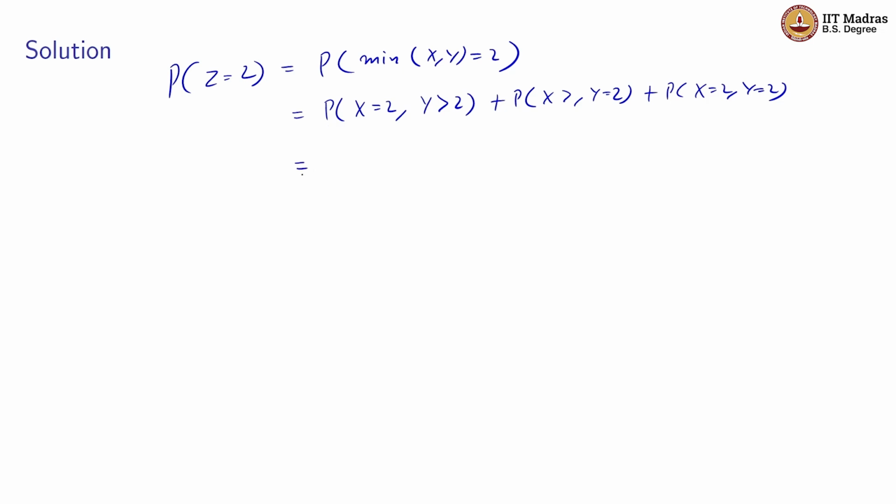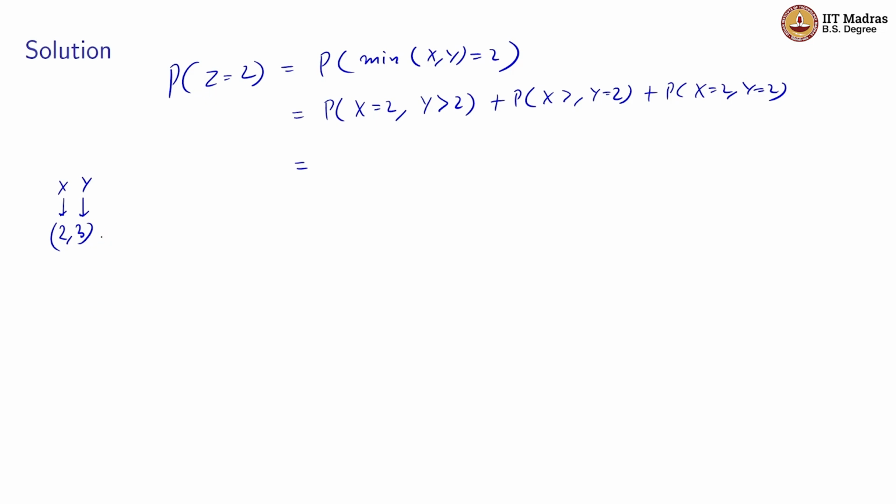So now we have to find all possible x, y pairs such that this condition is satisfied. That is, the first condition is x is equal to 2 and y is greater than or equal to 2. For this we have to find all possible x, y pairs. And for the second condition, x is greater than 2 and y is equal to 2, we have to find all possible x, y pairs. So all possible x, y pairs satisfying the condition are (2, 3). Here the first number is the value x is taking and the second number is the value y is taking.